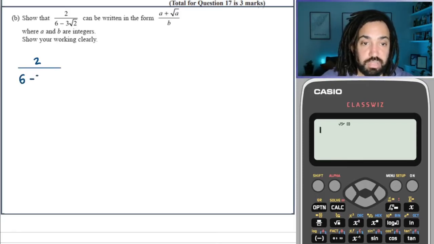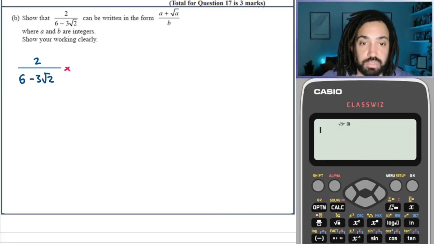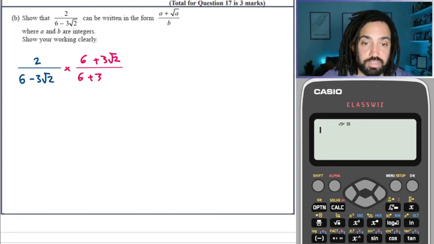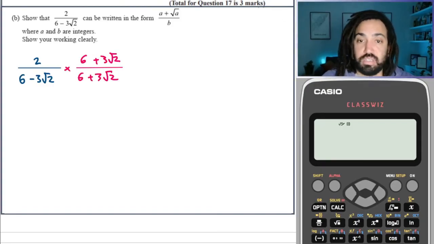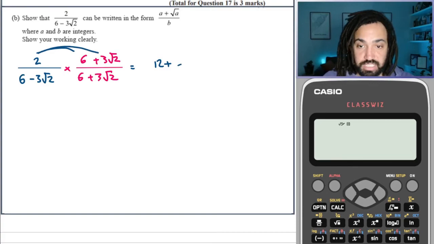Okay, next question. Once again, we're rationalising, such a common question. So it's 6 minus 3 root 2. So we're going to multiply top and bottom by 6 plus 3 root 2. Okay, so what's this going to give us? So that's 12 plus 2 times 3 is 6, so it's 6 root 2.